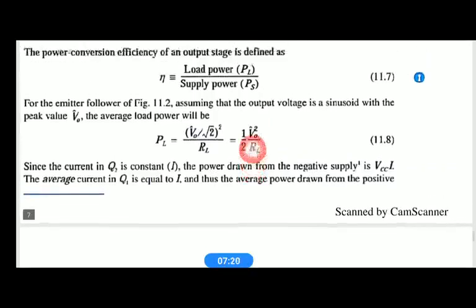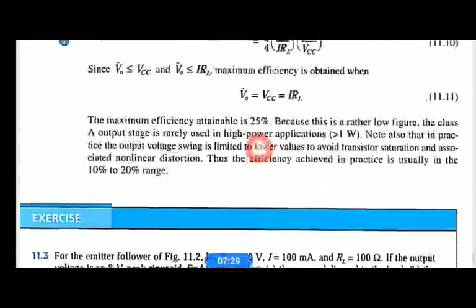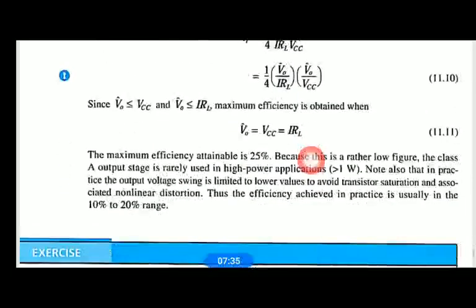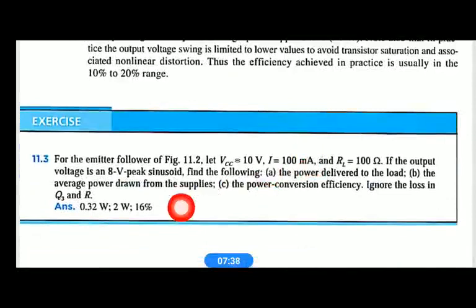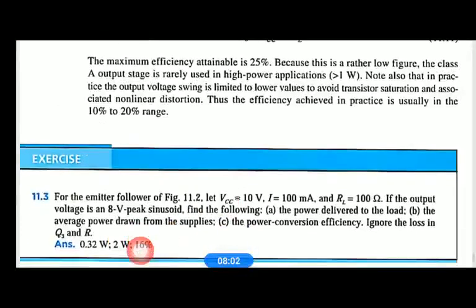In the problem you substitute here and calculate this. The second thing is to calculate the supply power PS, which is 2 into VCC I. VCC is 10 and I is 100 milliamp, so 10 into 100 is 1000 milliamp, which is nothing but 1 amp. Multiplying by 2, you get 2 watt. The answer is 2 watt.